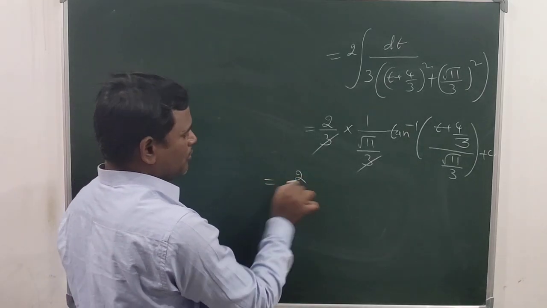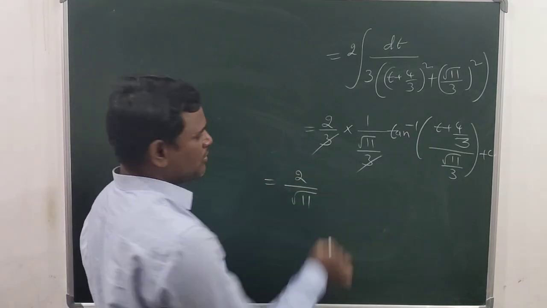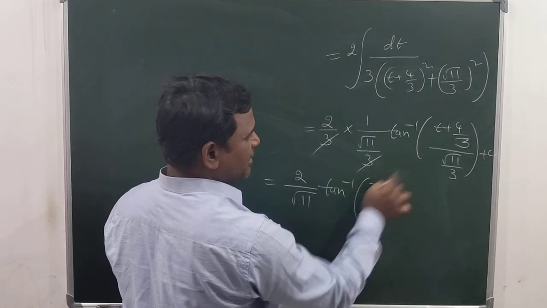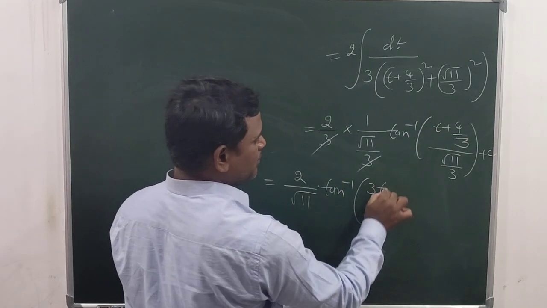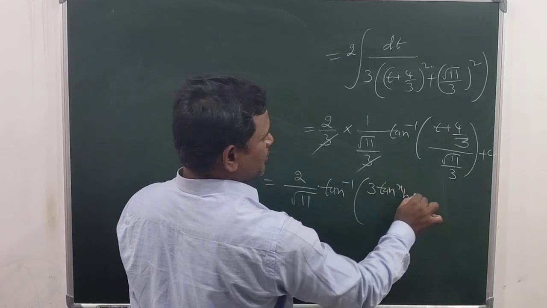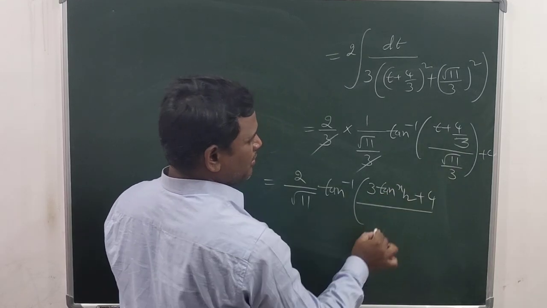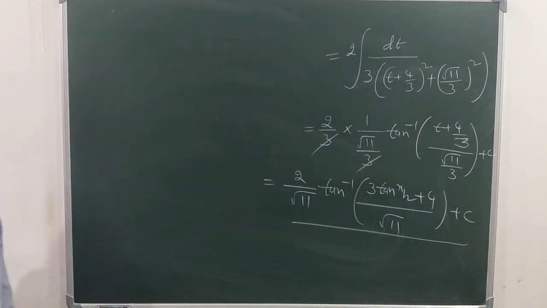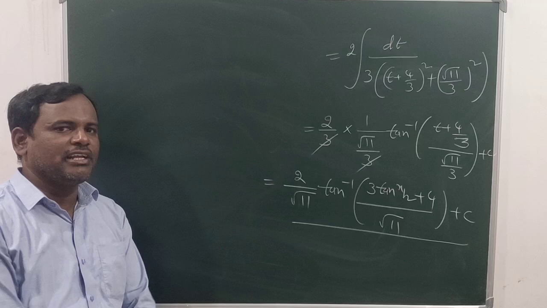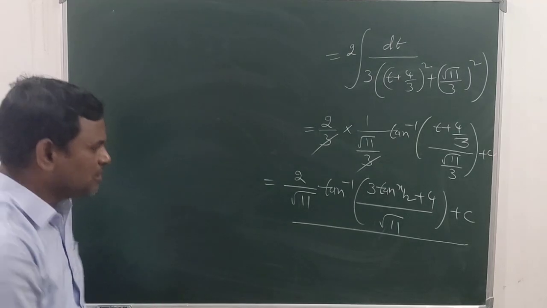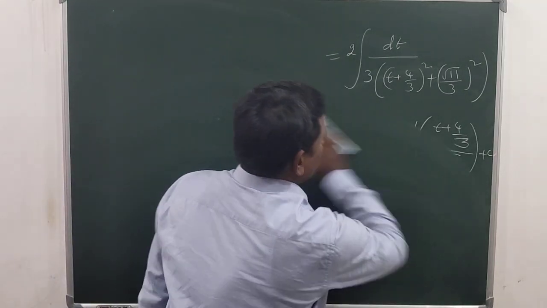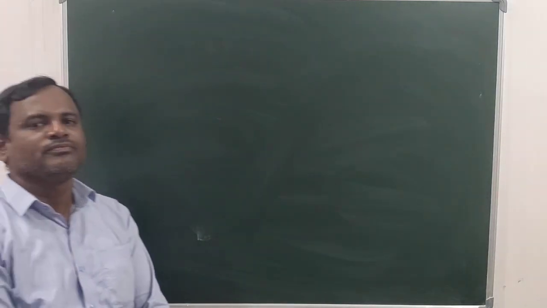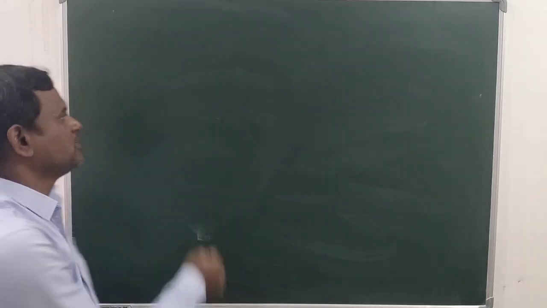Now 2 by root 11 tan inverse of, take cross multiplication and write in the place of t as tan x by 2 plus 4 by root 11 plus c. Like this you have to evaluate that given integral. But sometimes in the place of sin x and cos x they will give you sin 2x and cos 2x.